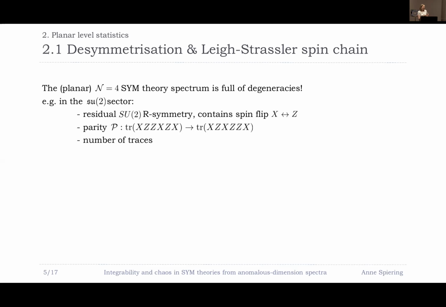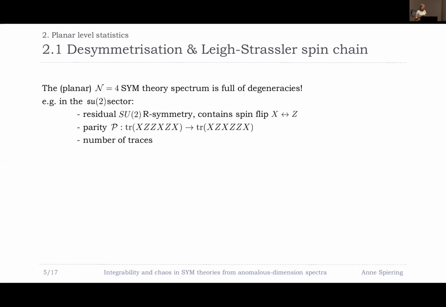And so looking at the dilatation operator in the SU(2) sector, you can find some rather obvious symmetries. For example, there's a symmetry that exchanges x's and z's. And so if you have an eigenstate of the dilatation operator and just exchange x's and z's, then this will again be an eigenstate to the same eigenvalue. And this symmetry is part of a bigger SU(2) symmetry, the residual SU(2)_R symmetry, which arranges fields in terms of primary operators and descendants. And the descendants have the same anomalous dimension as the corresponding primary.